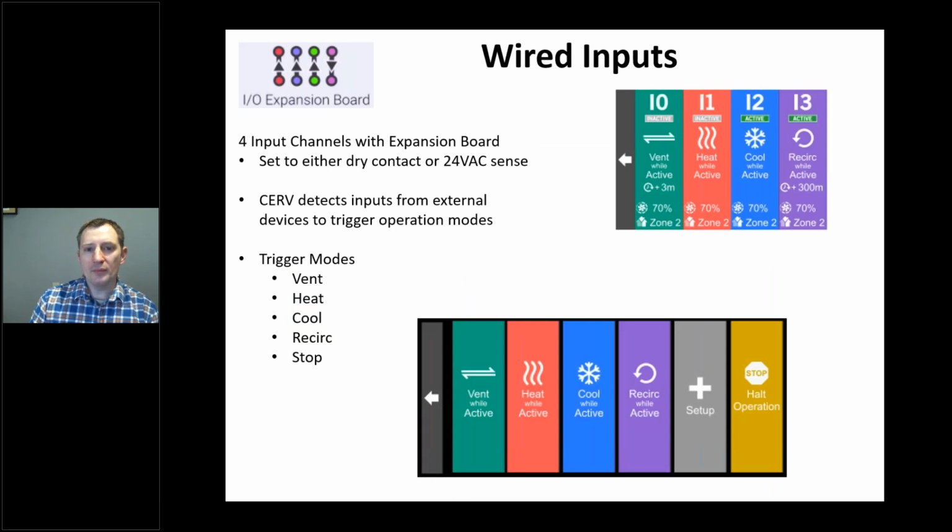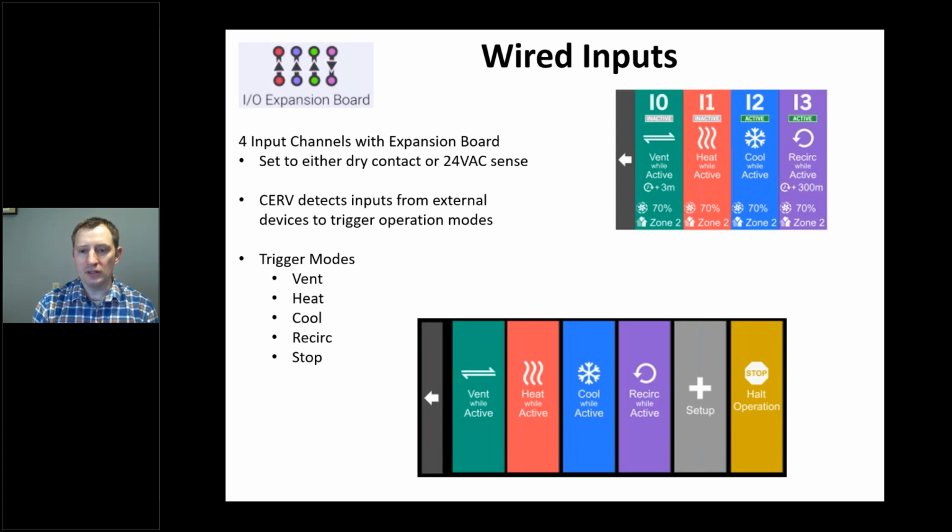So the wired inputs that you can connect to the CERV, these are kind of the functions. The upper right hand shows if you have the base input, zero is the one built into the CERV, and then with the expansion board, three additional ones. The modes that you can trigger based on these inputs are ventilation, heating, cooling, recirculation, or a stop operation.